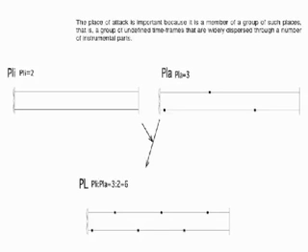The place of attack is important because it's a member of a group of such places, that is, a group of undefined time frames that are widely dispersed through a number of instrumental parts. The detailed rhythms of this window of opportunity are determined by other parameters, as we'll see later.